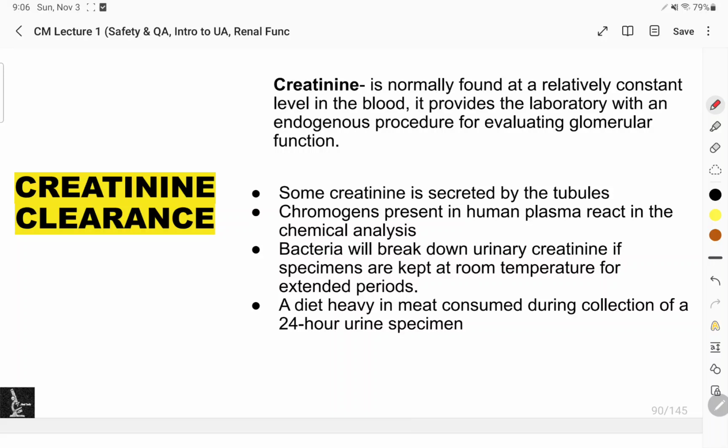Siyempre, room temperature, daghan pud ang bacteria. Nga si bacteria, i-breakdown niya si urinary creatinine. And also, if imuhang diet kay heavy meat, okay, so reflect na siya sa imuhang creatinine clearance if we are using 24-hour urine specimen. Okay, na siya mga disadvantages.